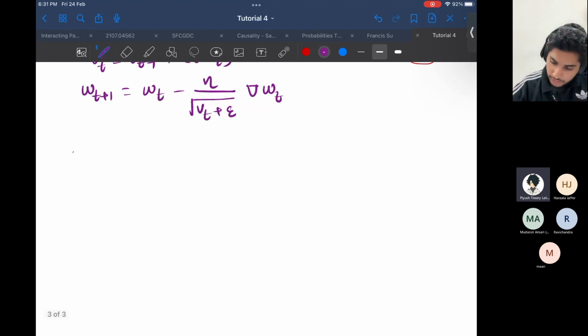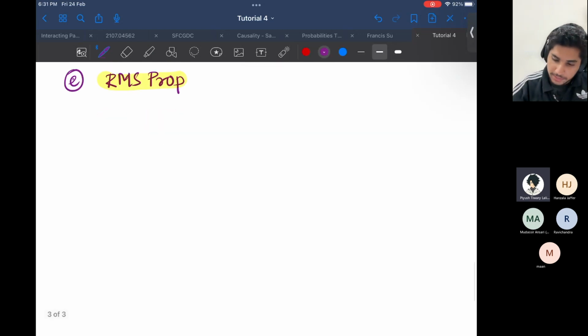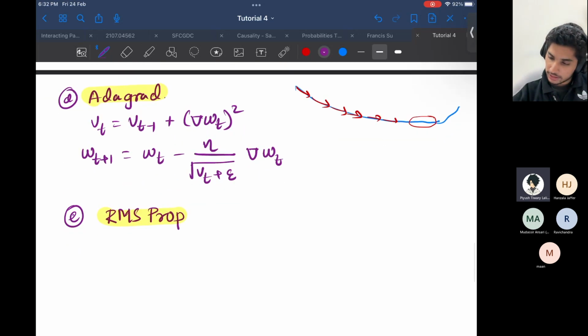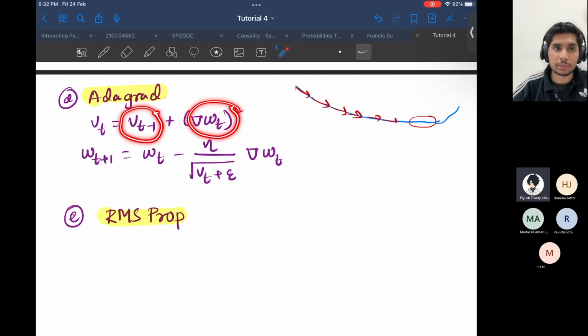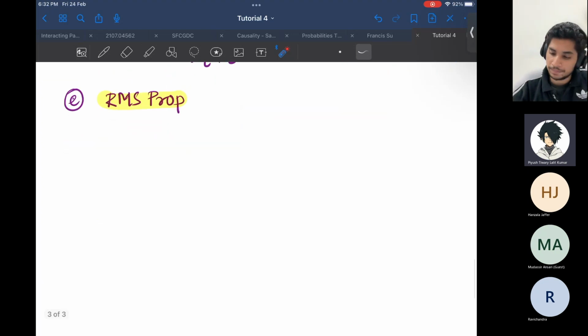Similar to this, we saw something called RMS prop. The RMS prop algorithm said that in this update step you are giving equal weightage to the past as well as the present. So vt minus 1 is the past information, and gradient of wt whole square is the present information. RMS prop said that this is not desired, because maybe you want to give some weightage to this, some weightage to that. Why should they be equal?